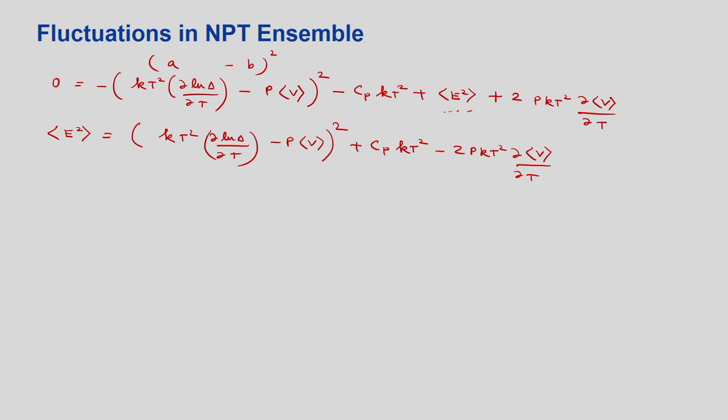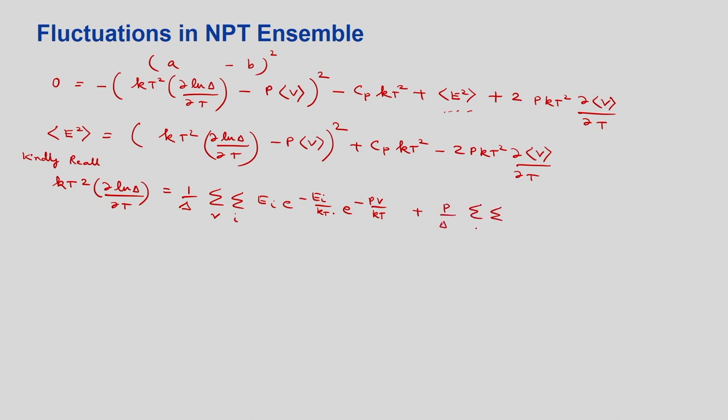But we know this expression, if I want to recall, kindly recall, we obtained this expression also earlier: dou ln delta by dou T equals 1 by delta summation v summation i ei e to the power of minus ei by kT e to the power of minus pv by kT, plus p by delta double summation v and i v e to the power of minus ei by kT e to the power of minus pv by kT. This we have got already.